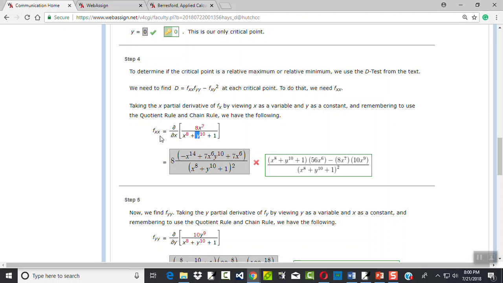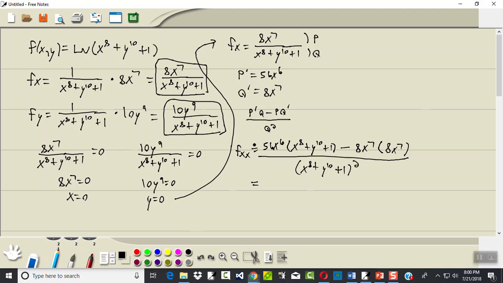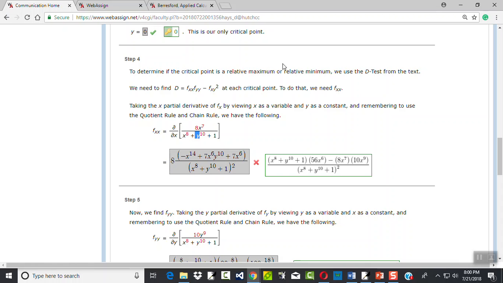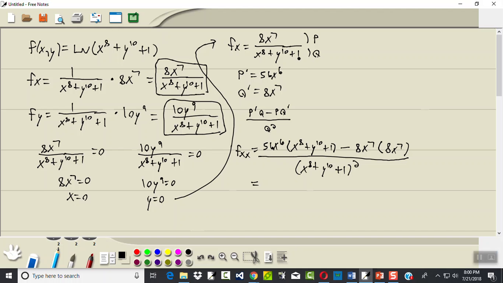Partial of this with respect to x. Variable y is a constant. Okay, let me try it again. Did I write this down right? 8x to the 7th over x to the 8th plus y to the 10th plus 1. Okay, this is p, this is q. p prime would be 56x to the 6th. q prime would be, okay, I'm working with x's, 8x to the 7th, these drop away. p prime times q, which is that, minus p, which is that, times q prime.